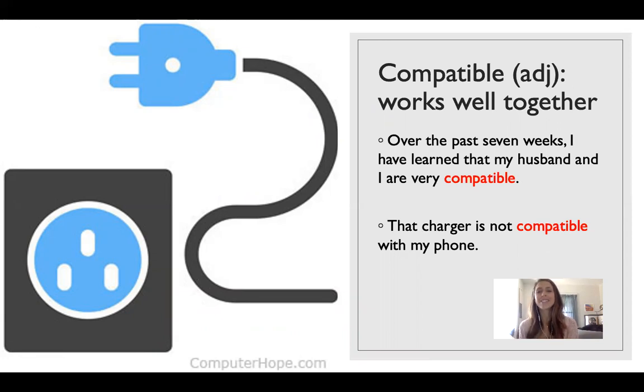The second sentence is, the charger is not compatible with my phone. So if you have an iPhone charger and your friend has an Android, the iPhone charger does not work with the Android, so it is not compatible. Compatible is an adjective. The synonym is works well. The antonym is incompatible.